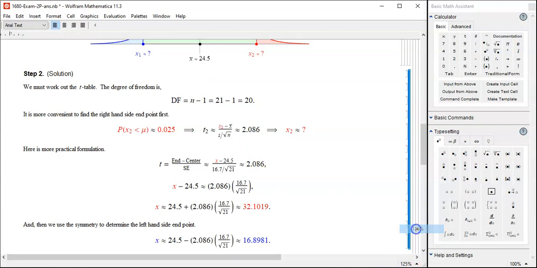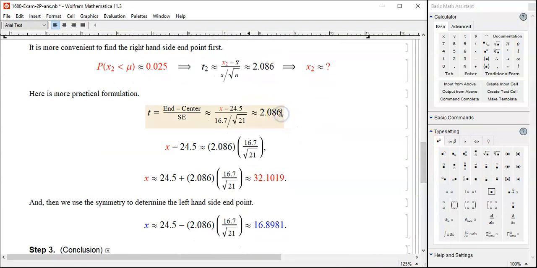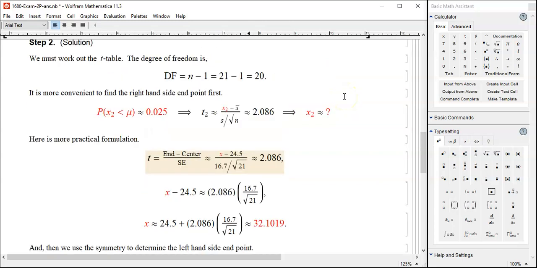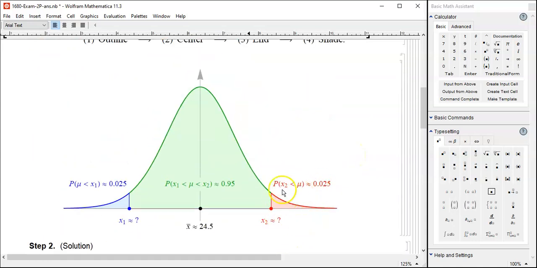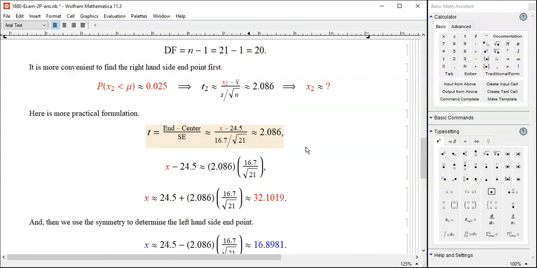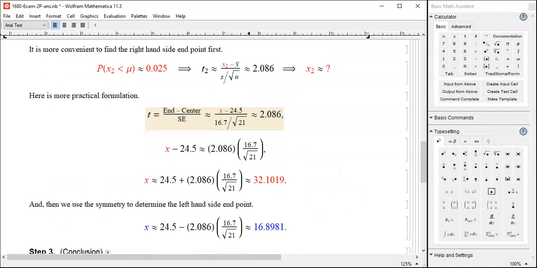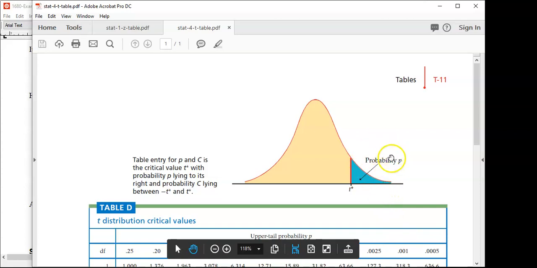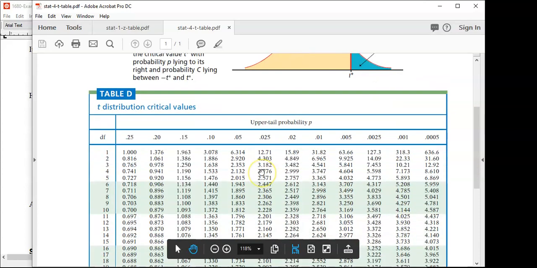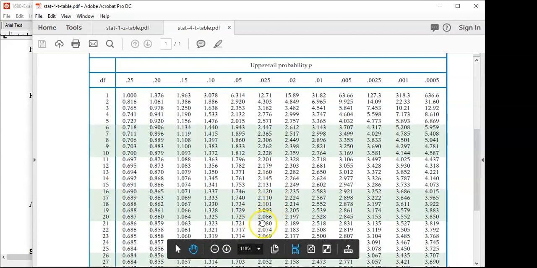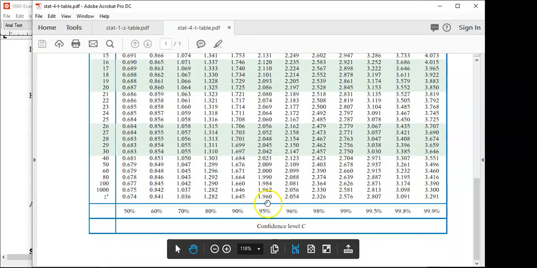Typical method. T statistic. T is end minus center over SE. And what is the t statistic associated to this? Well, we need the degree of freedom first. N minus 1, so 21 minus 1 is 20 degrees of freedom. And then we want 2.5% here and 95% in the middle. So let's go to the t table this time. 2.5% here, so 2.5% here, and the degree of freedom is 20. So it is 2.086. Another way is to go all the way down and 95% in the middle.